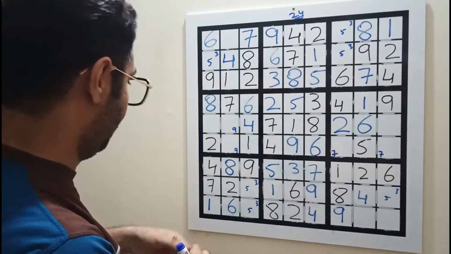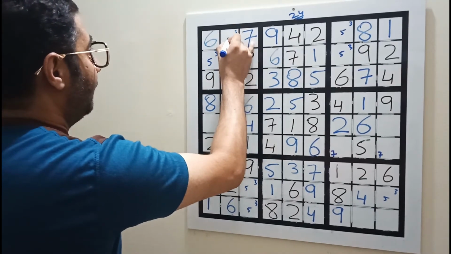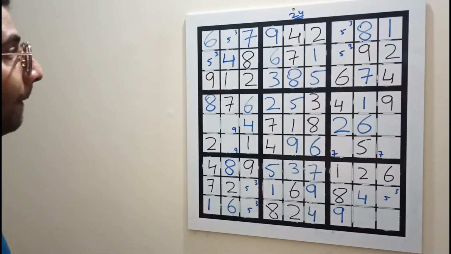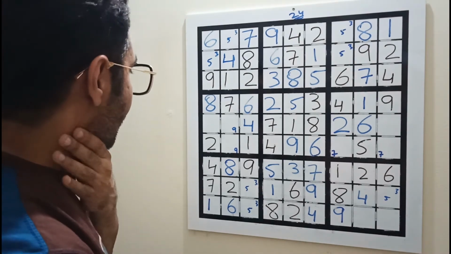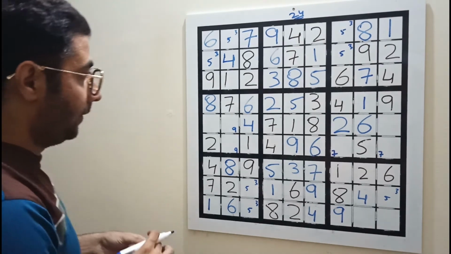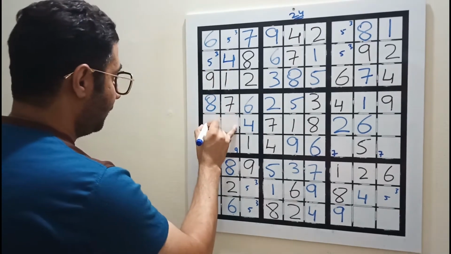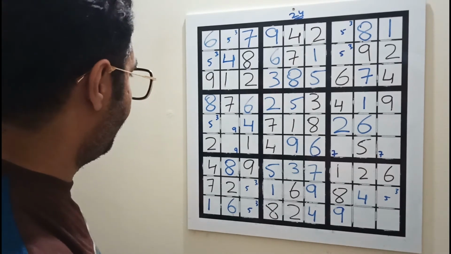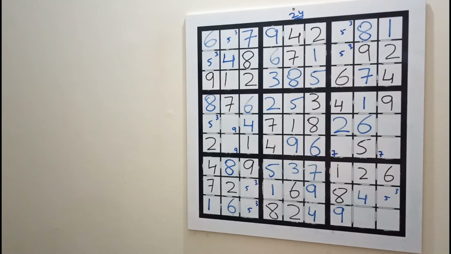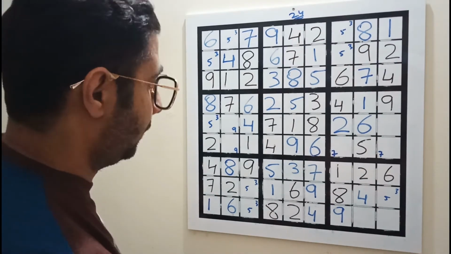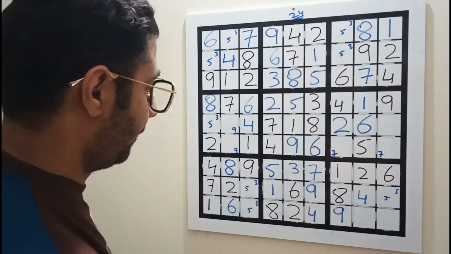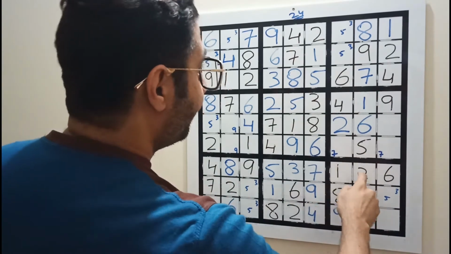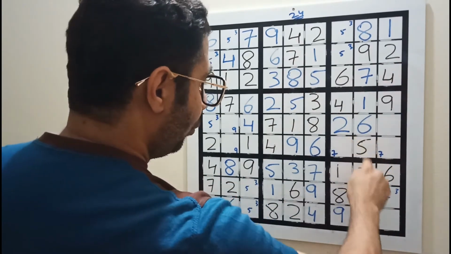Okay. 1, 2, 3 and 5. Do we have 5 here? No. Okay. This is also a 5, 3 matching pair. Okay. Let's see now what. 1, 1, 1. 2, 2, 2, 3.